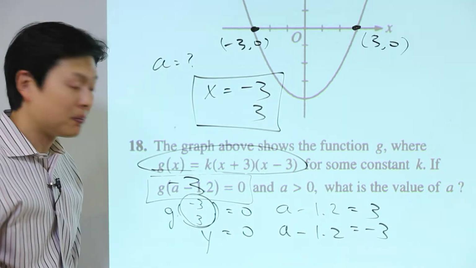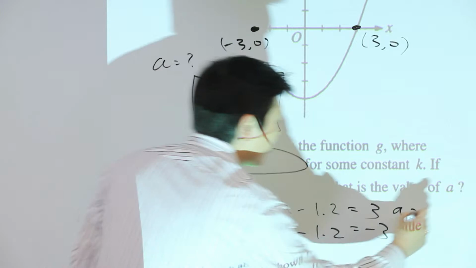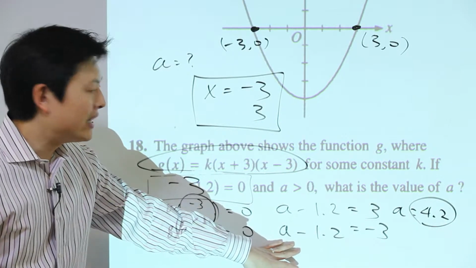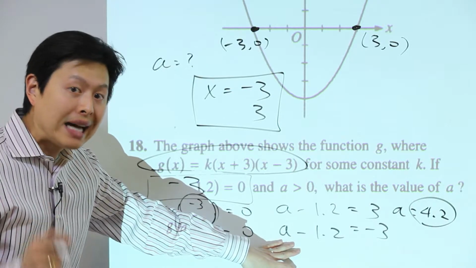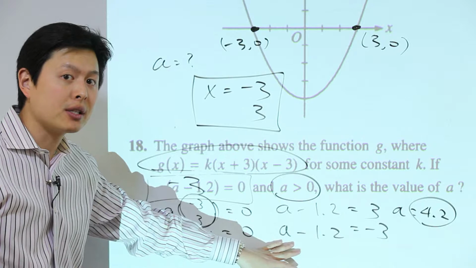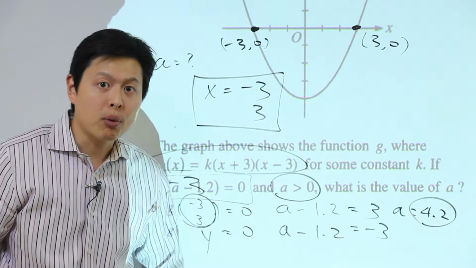So this is all you need. If you solve for this guy, you get a is equal to 4.2, which is the correct answer. This one gives you a negative answer, which is not the correct answer because of this condition here. They want a to be a positive number. Okay, so the correct answer to number 18 is 4.2.